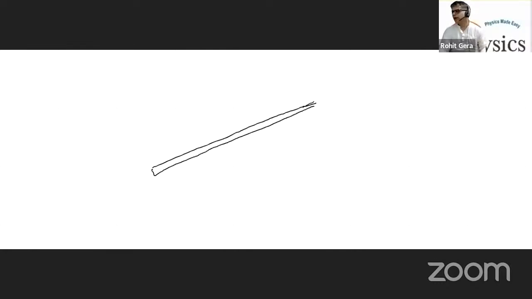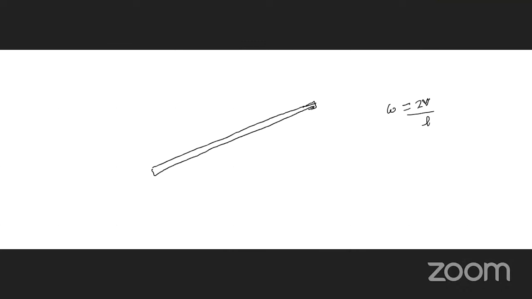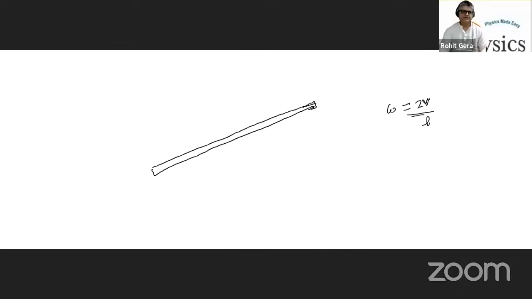That's your rod, and that's a pencil. Assume that this rod is of some length and it is spinning with some angular velocity, omega, given by 2V naught by L. So it is spinning like this.